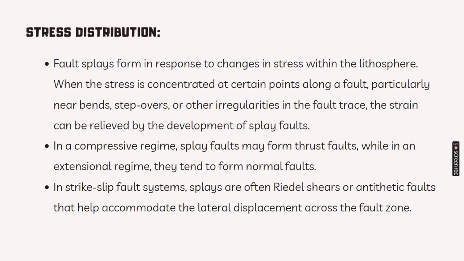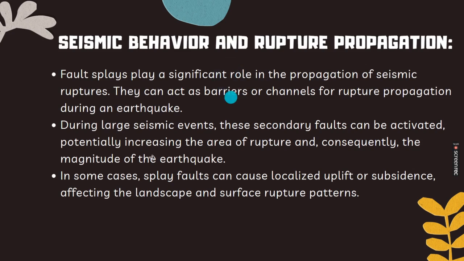For a broad understanding, you must see these things. All are ultimately mechanics; dynamics must be understood. What is in a name? Nomenclature may vary. In a compressive regime, splay faults may form thrust faults, while in an extensional regime, they tend to form normal faults. And in strike-slip fault systems, splays are often radial shears or antithetic faults. Radial are mostly synthetic, and antithetic means R dash. They help accommodate lateral displacement across the fault zone.